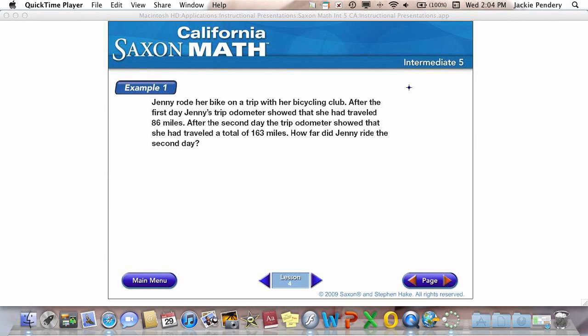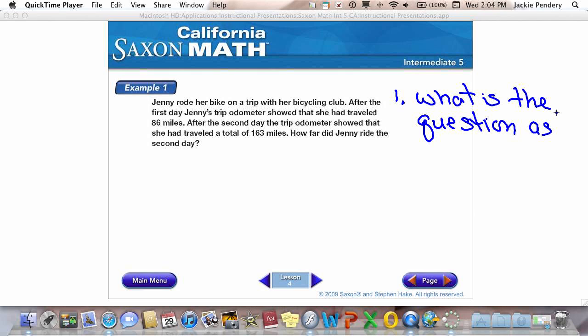Okay, step 1, we need to ask ourselves, what is the question asking? This also means, are we adding, subtracting, multiplying, dividing? In this lesson, it will be either adding or subtracting. The second one we need to do is form a plan. This can include your equation. How are we going to solve this?